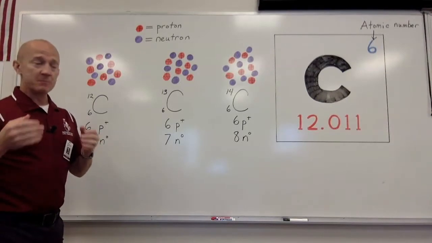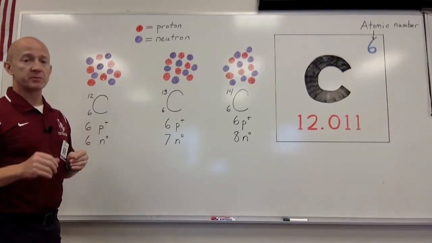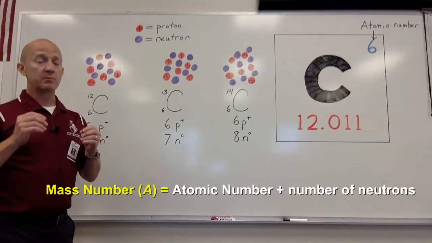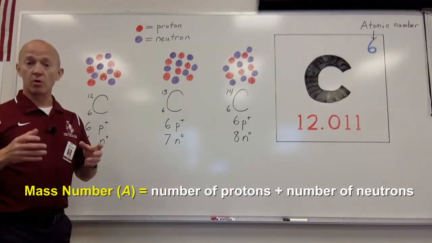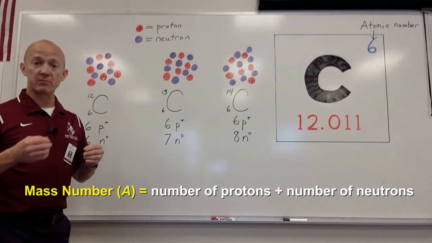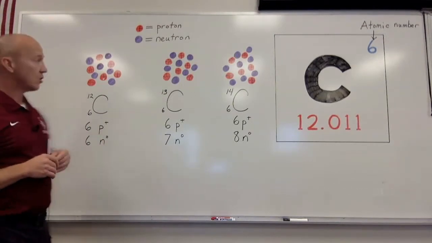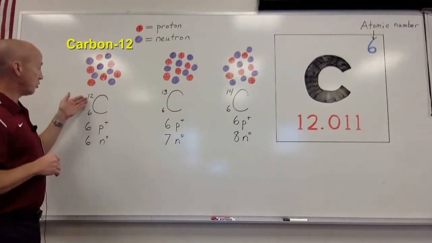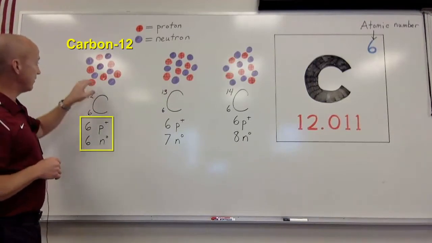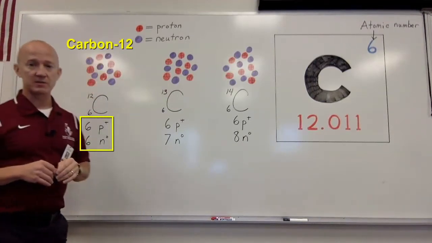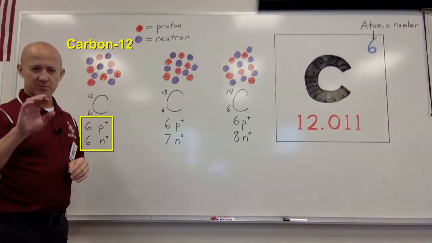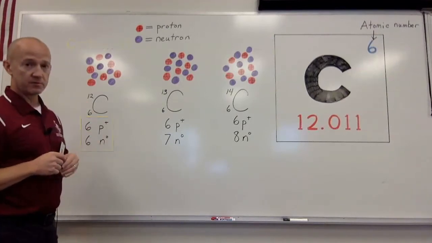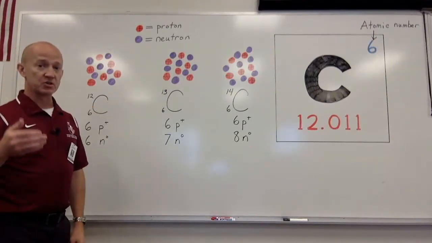We need to be able to designate between the isotopes. To do that, we use something called the mass number. The mass number is simply the atomic number plus the number of neutrons. Or you could say the mass number is the number of protons plus the number of neutrons. Carbon has 3 isotopes. One of them we call carbon 12. You see that because we have 6 protons and 6 neutrons. Since each of those has an approximate atomic mass of 1, 6 and 6 make 12. Over here we have 1 additional neutron, don't we?